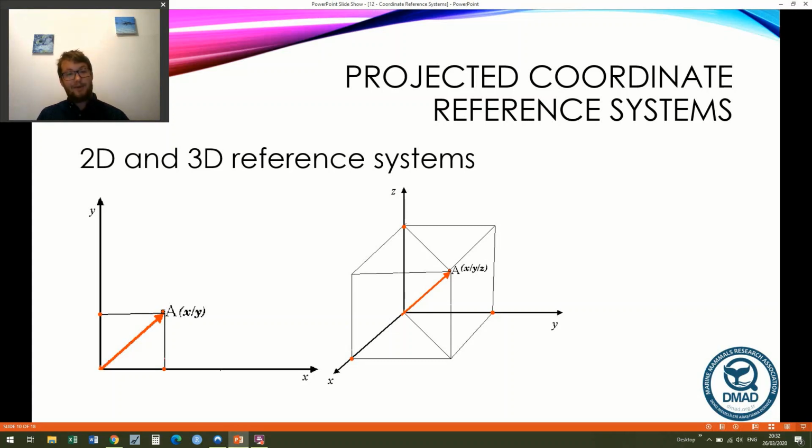And if we are to have a point A, we give it a set of coordinates. The first is the x-coordinate, and then the y-coordinate follows it. If we're to move this onto a 3D reference system, then generally we flip the planes. We still have an x-coordinate and a y-coordinate, but now we have a z-coordinate as well, which represents height. And as you can see, with our point A now, we have an x-coordinate followed by a y-coordinate followed by a z-coordinate.